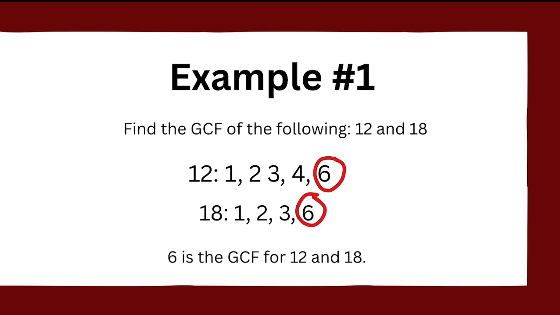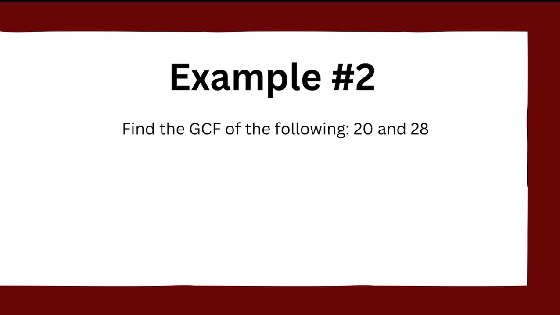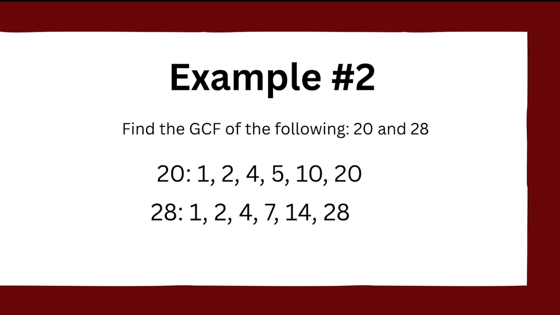Now going on to our second example, I have: find the greatest common factor of the following, 20 and 28. So I'm going to take 20 and list the factors. This would be 1, 2, 4, 5, 10, and 20. Going on to my second number, 28, the factors of that would be 1, 2, 4, 7, 14, and 28. So now, stopping here, I see that the greatest number that they share in common would be 4. So I'm going to take that 4 and simply say 4 is the greatest common factor. That is my answer for 20 and 28.